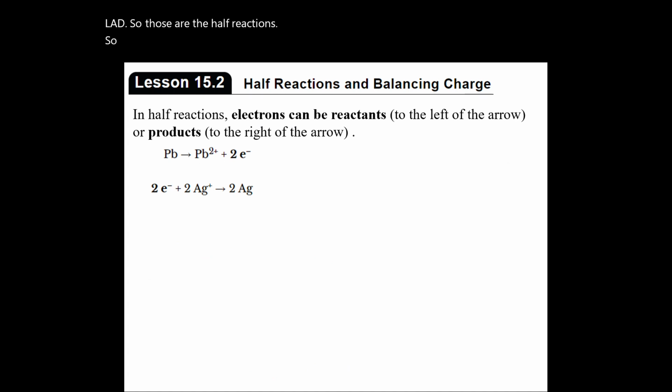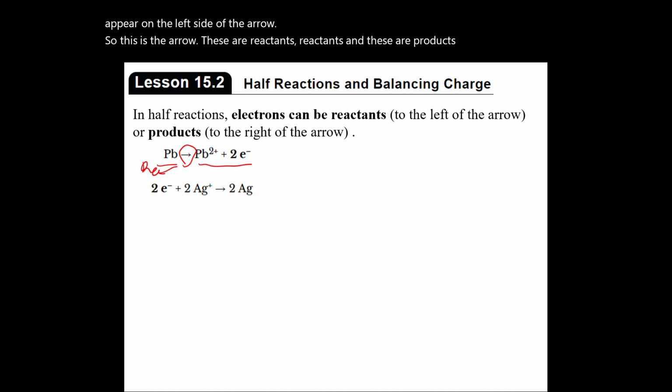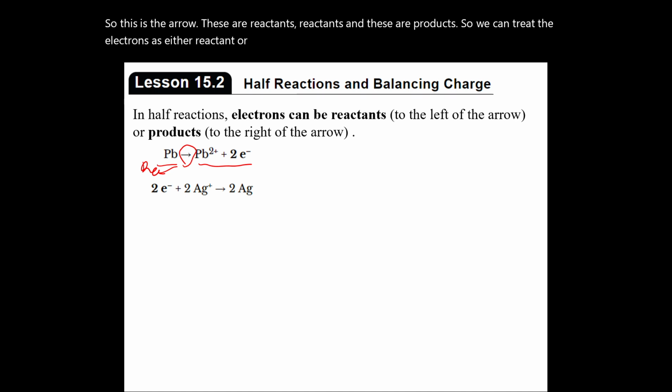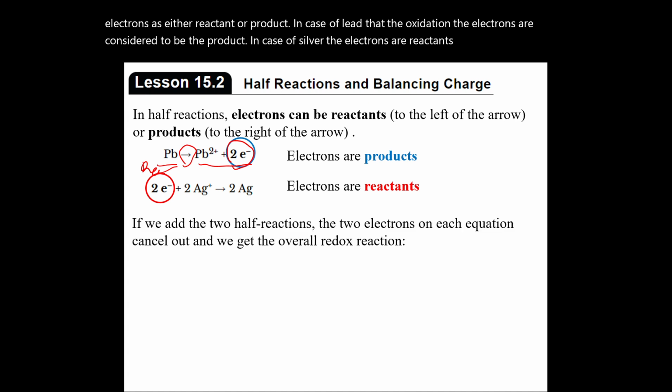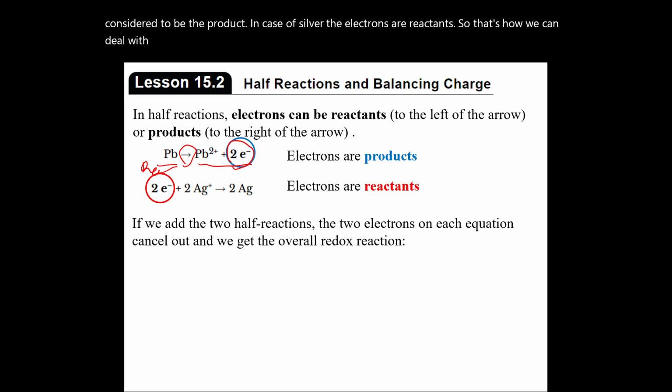So in half reactions, electrons can be reactants. Reactants, you know, the species, chemicals that appear on the left side of the arrow. So this is the arrow. These are reactants, and these are products. So we can treat the electrons as either reactant or product. In case of lead, the oxidation, the electrons are considered to be the product. In case of silver, the electrons are reactants. So that's how we can deal with half reactions.